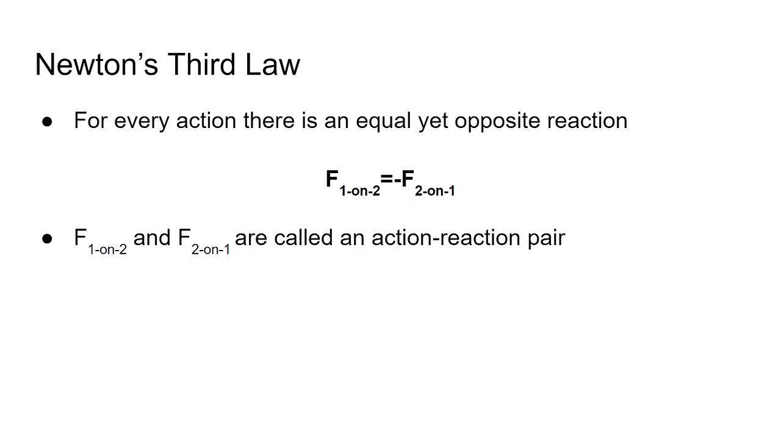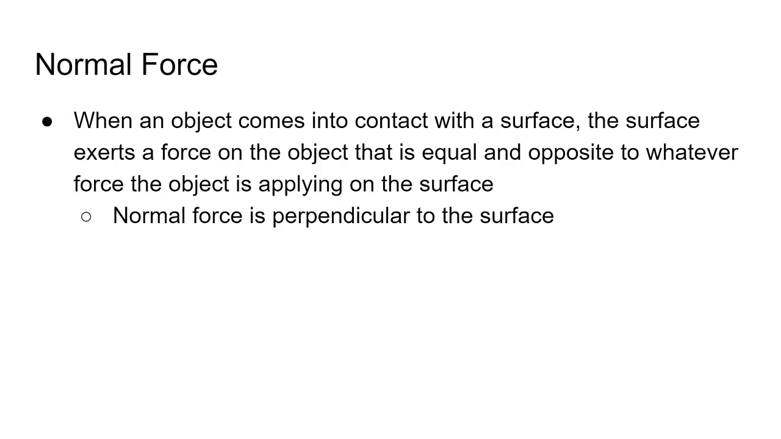So let's say you run into a wall. I've done that. You run face first into a wall. Whatever force you running face first into that wall exerts on the wall, it's going to come right back at you in the direction you came from, and that wall is going to exert a force right back on you. The force of object 1 on object 2 and the force of object 2 on object 1 are called an action-reaction pair.